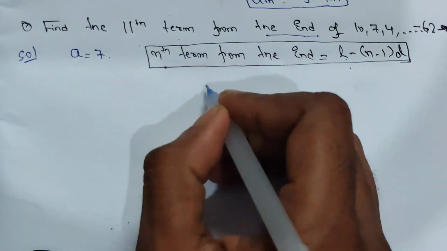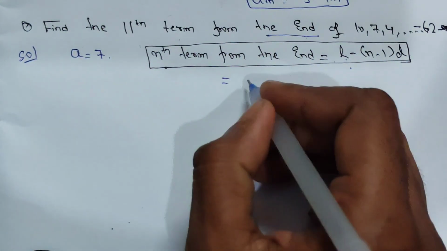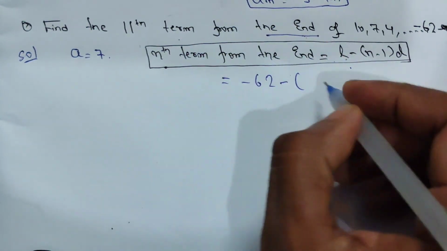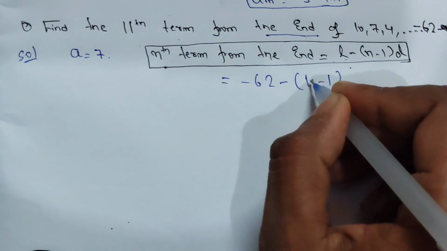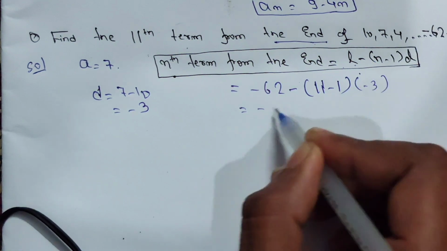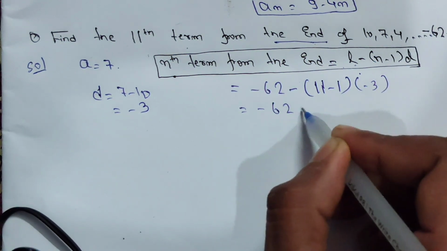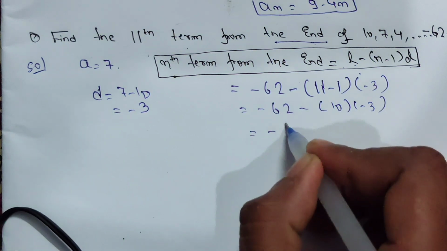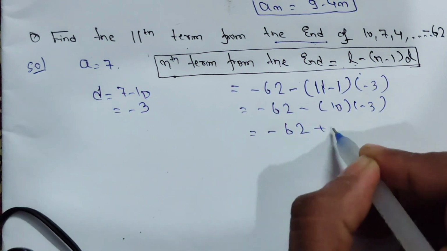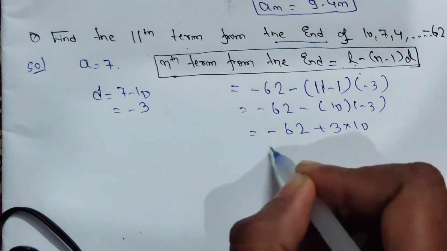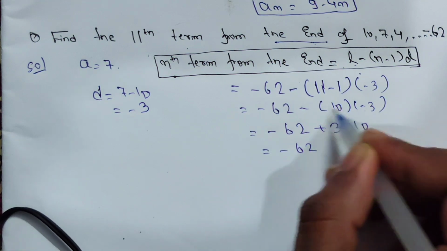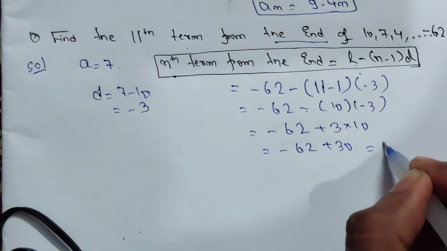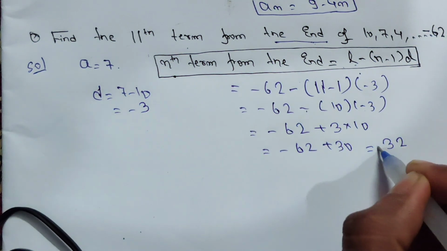So a_n equals L, which is minus 62, minus (n minus 1) times d. The n value is the 11th one they are asking, minus 1, and d is minus 3. So minus 62 as it is, minus 10 times minus 3. Minus 62, minus minus plus, so plus 30. So what will the answer be? The answer will be 32, and the sign will be minus.